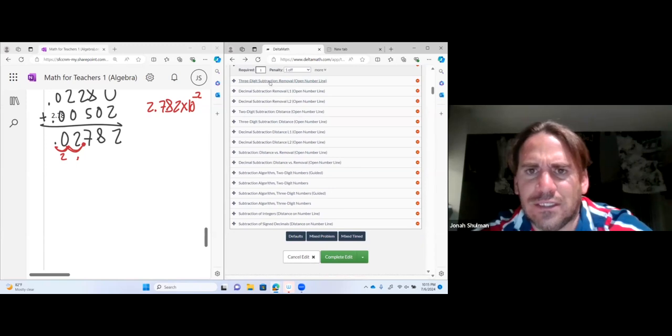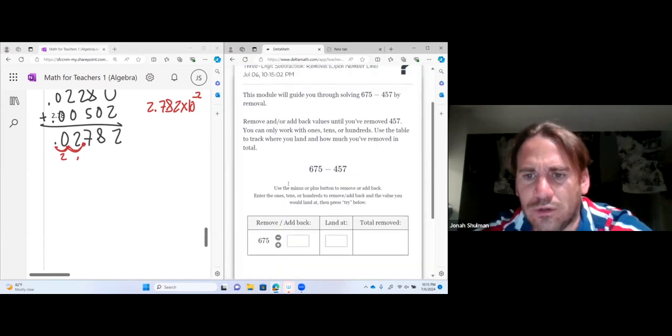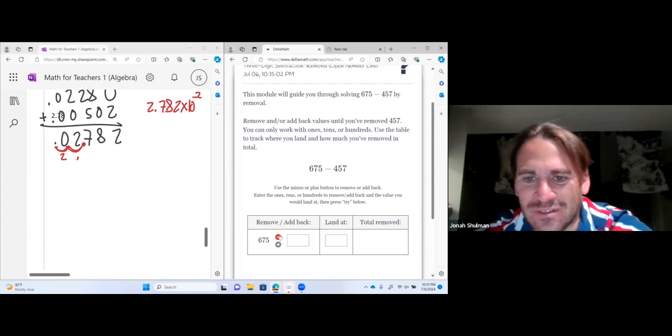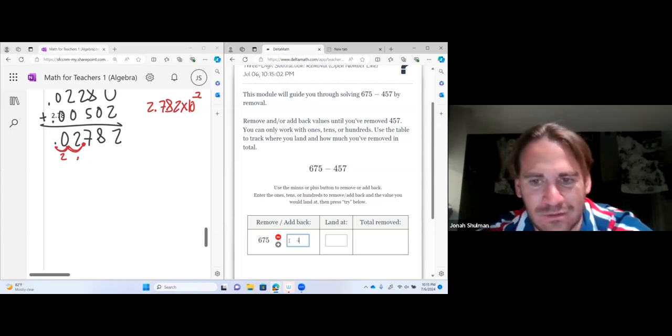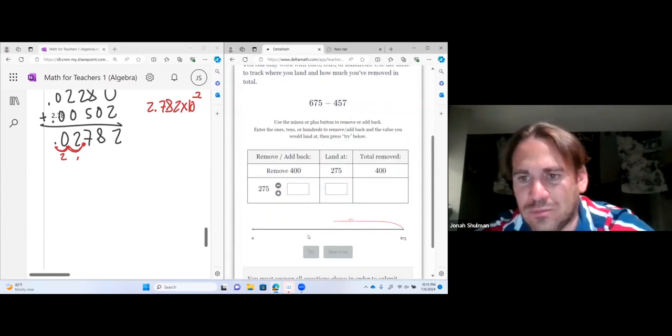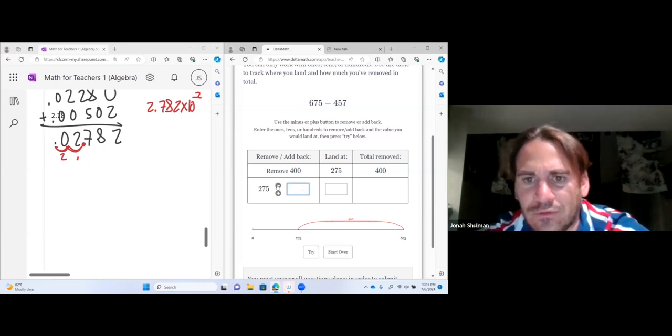All right, 3-digit subtraction. Whoa. So the first thing I want to do is take away 400. So 675 minus 400 is 275. Let's try that. Nice big old jump. Cool. So I got rid of the 400. Now I have to get rid of 50.